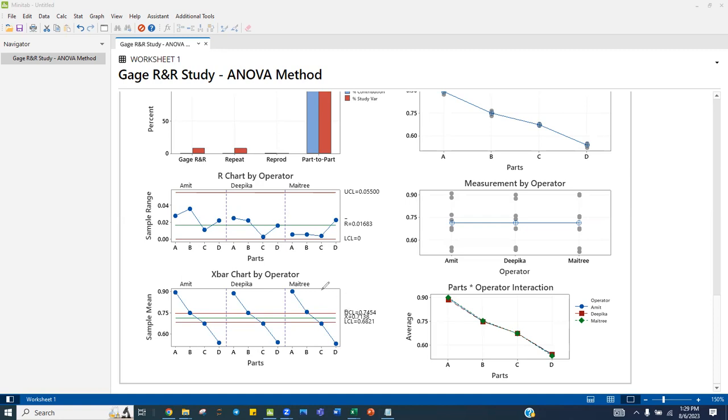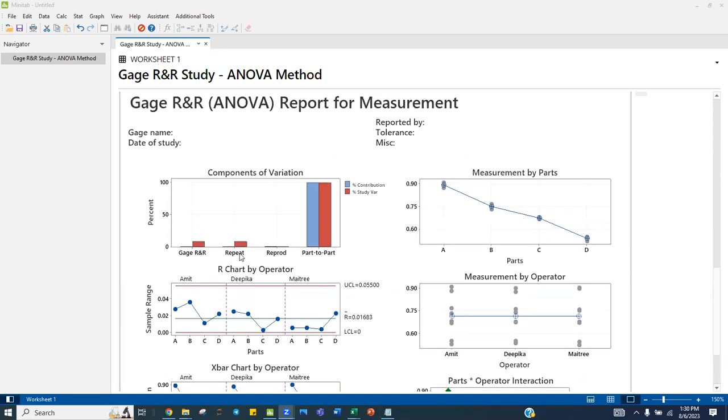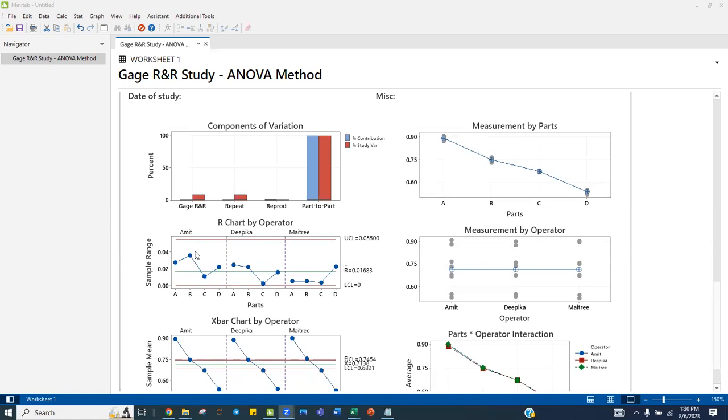So of course, it is understandable that my average chart must go outside the control limit. These three graphs will give you the understanding in a graphical way. If you want to study the statistics further, then your repeatability is this much percentage. Basically the problem is coming from the repeatability, which we can see from the R chart as well, that Amit and Deepika are showing the variation, even Maitri is showing the variation for part D.